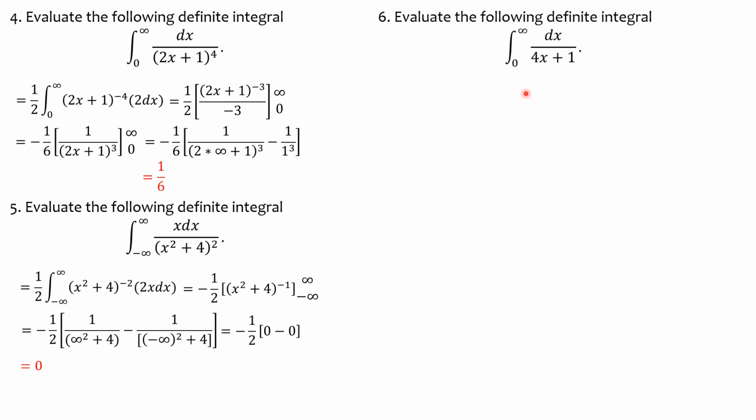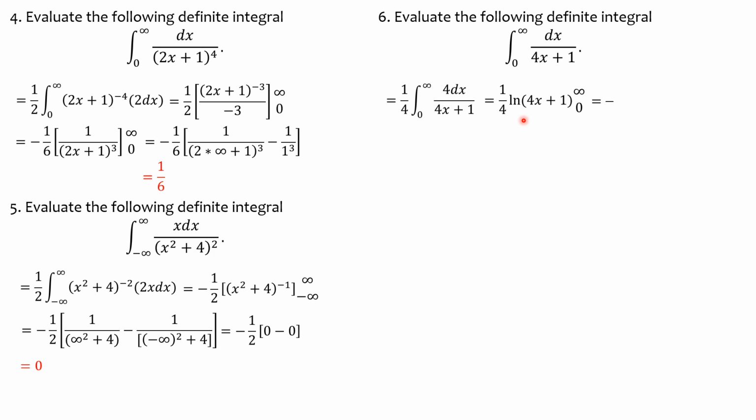Next, problem 6. Evaluate the following definite integral. We have here integral of dx over 4x plus 1. So if we let u be 4x plus 1, the differential is 4 dx. So we'll introduce 1/4. So 1/4 integral from 0 to infinity of 4 dx over 4x plus 1. So this is now in the form 1/4 integral of du over u. The integral of du over u is ln of u. So 1/4 ln of quantity 4x plus 1 from 0 to infinity.